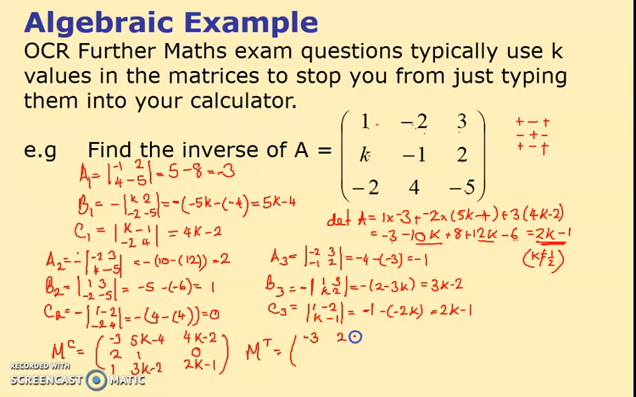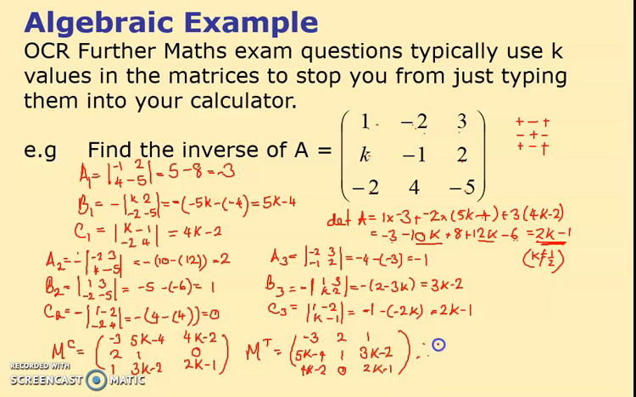Minus 3, 2, 1. I've got 5K minus 4. And 1, 3K minus 2. Don't mind how you do this, whether you just think it as reflecting or rows and columns swapping round. What's my last one? My last one is 4K minus 2, 0 and 2K minus 1.